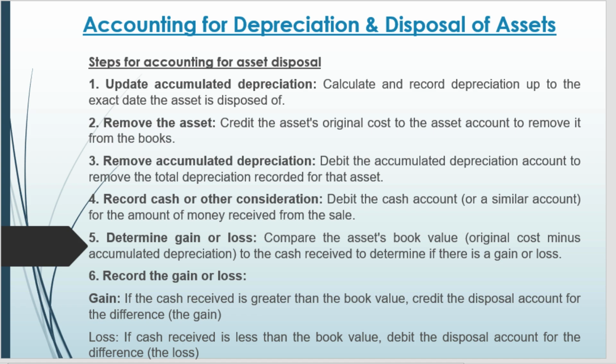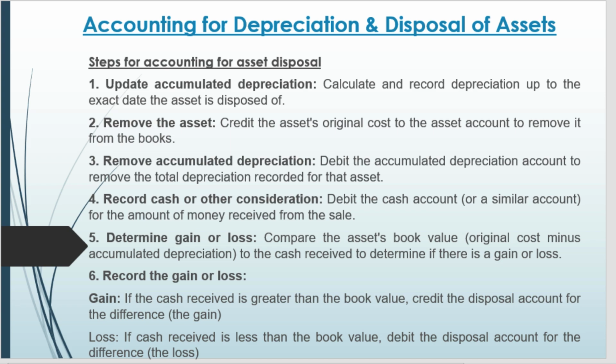Steps for accounting for asset disposal. 1. Update accumulated depreciation. Calculate and record depreciation up to the exact date the asset is disposed of. 2. Remove the asset. Credit the asset's original cost to the asset account to remove it from the books. 3. Remove accumulated depreciation. Debit the accumulated depreciation account to remove the total depreciation recorded for that asset. 4. Record cash or other consideration. Debit the cash account, or a similar account, for the amount of money received from the sale.